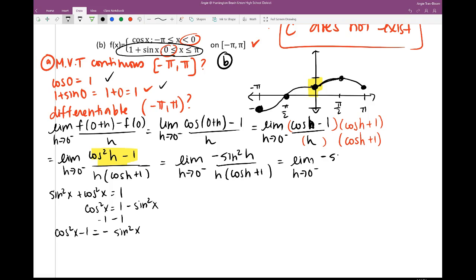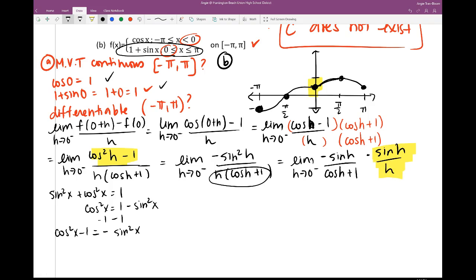I'm going to do negative sine of h times sine of h, okay? All over. This bottom, I can break that into 2 pieces because it's multiplication. So that's cosine of h plus 1, and then times sine of h. Okay. Well, if you remember correctly, the limit as h approaches 0 of sine of h over h is actually 1.